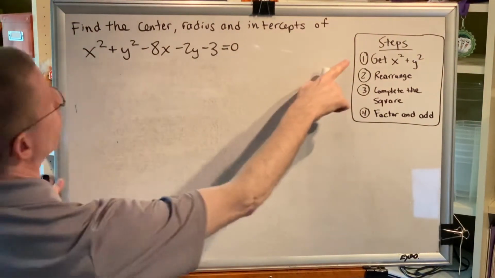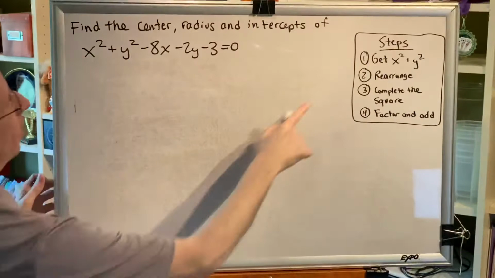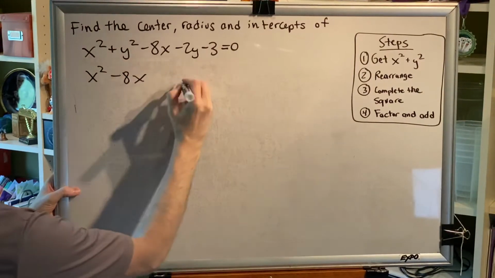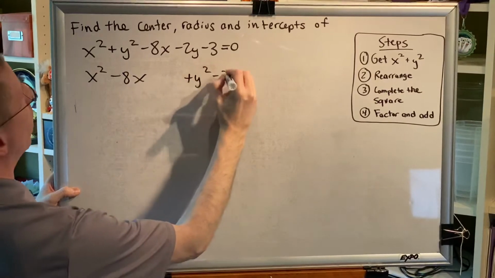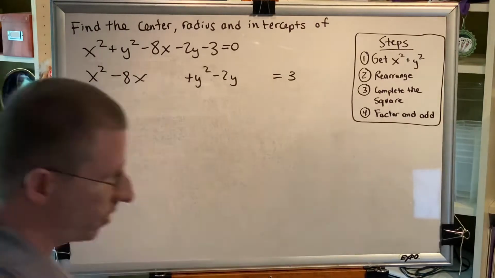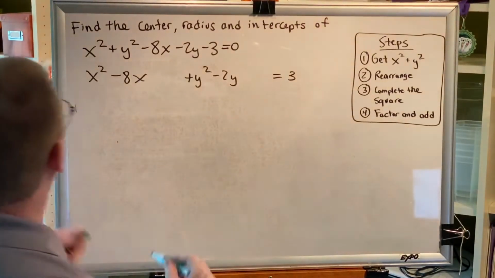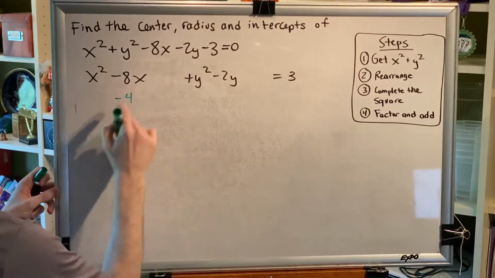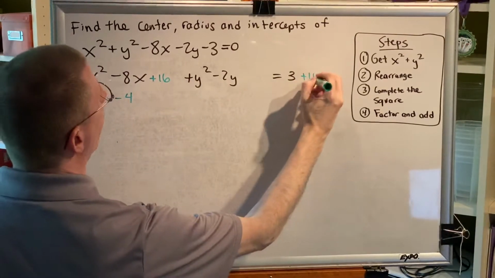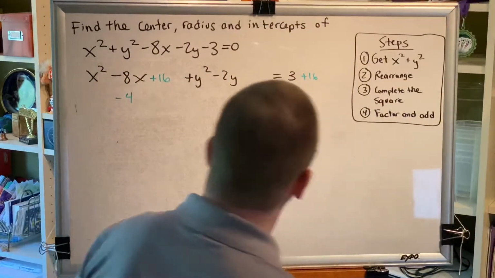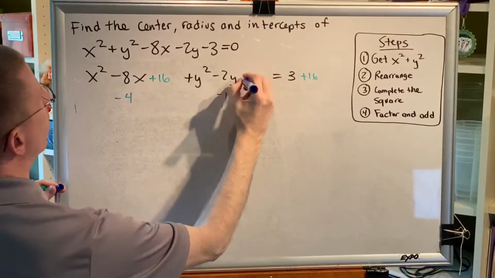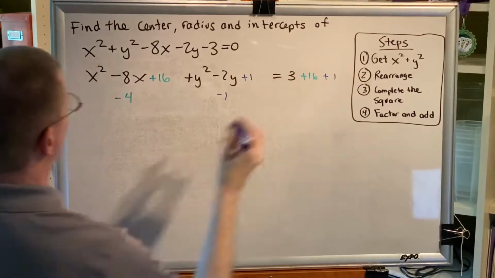First step, get x squared plus y squared. Done. Second step, rearrange. X squared minus 8x plus y squared minus 2y equals 3. Third step, complete the square. Half of negative 8 is negative 4, and negative 4 squared is 16. So add 16 on both sides. Half of negative 2 is negative 1. Negative 1 squared is 1, so add 1 to both sides.